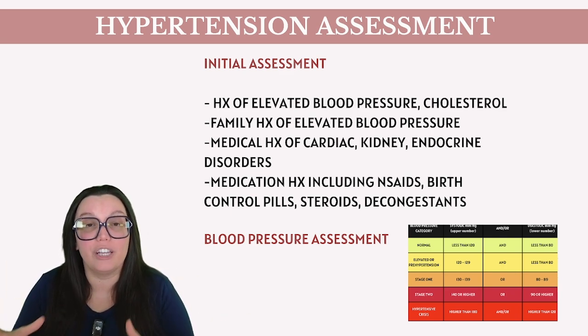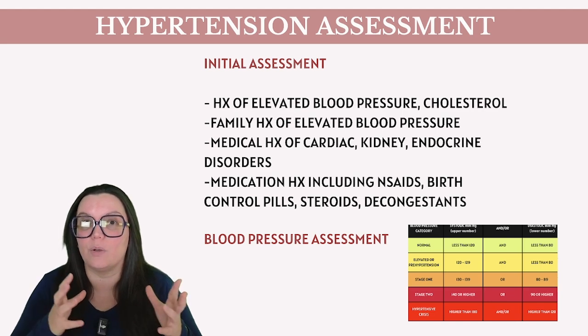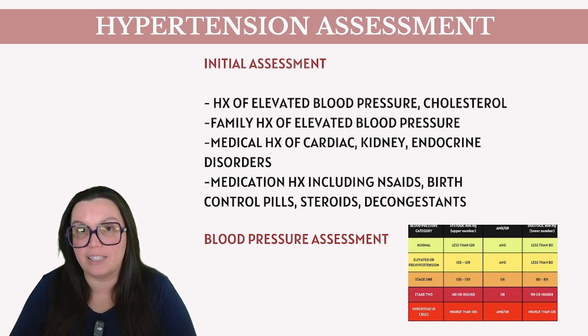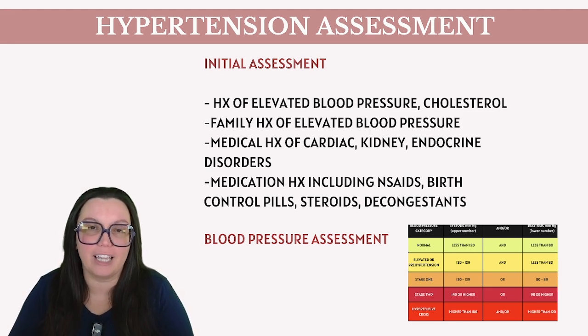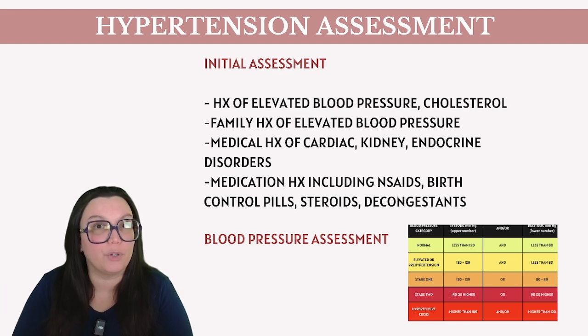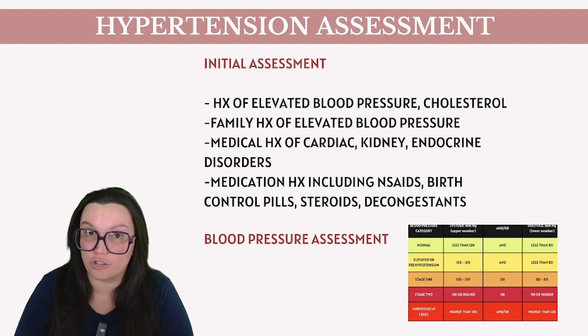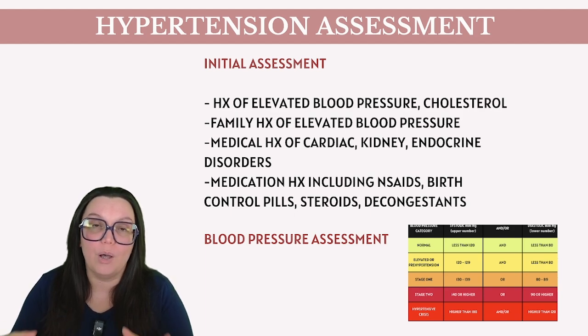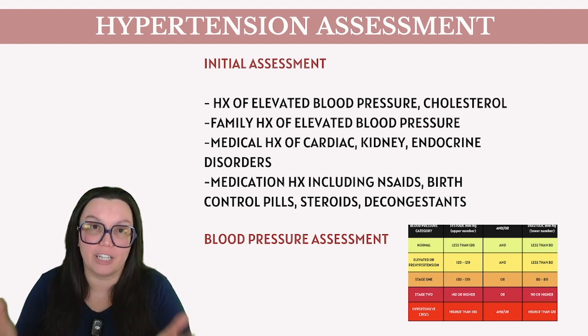Do they have any medical history of cardiac or kidney disease, as well as endocrine disorders? A lot of those things can be a potential cause of high blood pressure. We also want to see what kind of medications they're on. Certain medications can ultimately lead to those higher numbers. So NSAIDs, birth control pills, especially those that have estrogen, steroids, as well as decongestants all play a pivotal role when it comes to our hypertension patients.